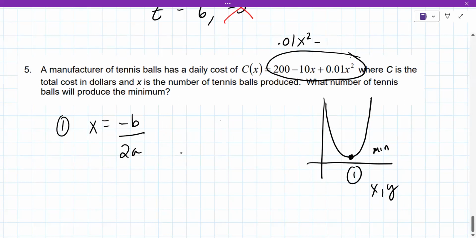0.01x squared minus 10x plus 200. A is always the number in front of x squared, B is always the number in front of x, and so on. I see.